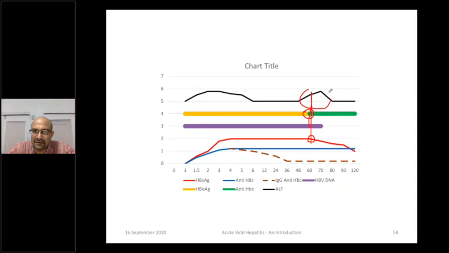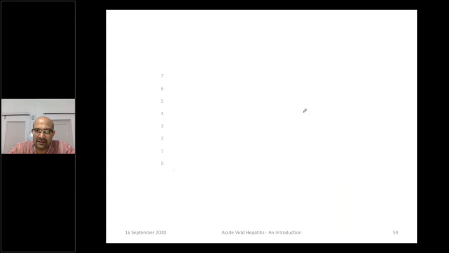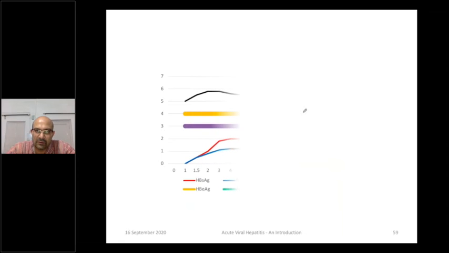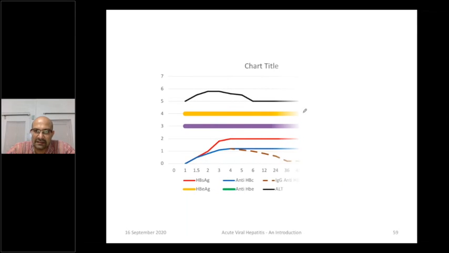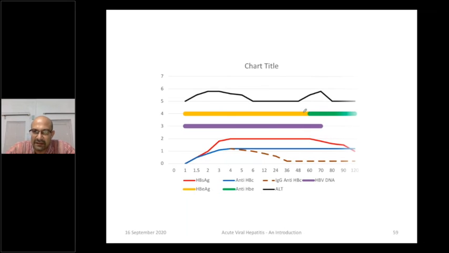So this transaminitis, that's the increase in ALT and AST, coincides with the seroconversion of HBe antigen into anti-HBe antibody that is happening here. So if we see everything that is happening, that's how the progression happens. And if you want to remember this, the best way is by deciphering it yourself rather than trying to remember each permutation and combination.